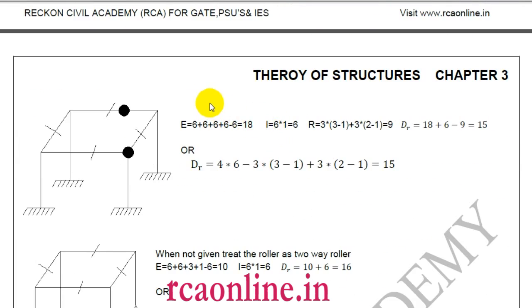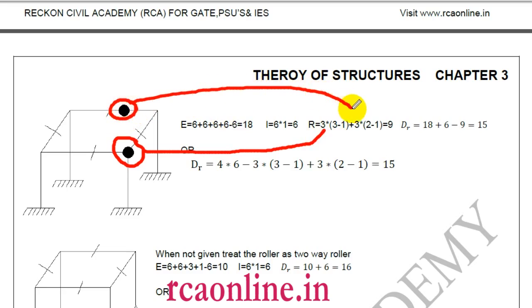Now let us take another problem. In this problem, we have the same structure but with 2 internal hinges. Now if you take the internal hinge, then at this point 3 members are connected. So how many additional equations do I get? I get 3 into 3 minus 1. At this point only 2 members are connected. So I get 3 into 2 minus 1. So how many additional equations do I get? I get 9.